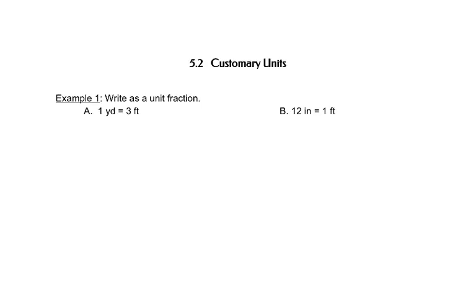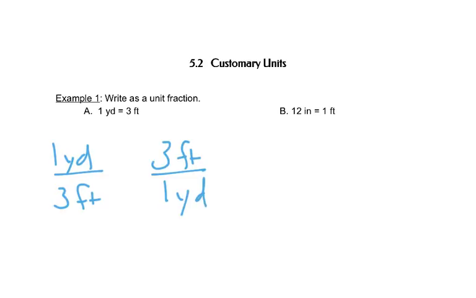So here's one example from that page: 1 yard is equal to 3 feet. And we can write this as a unit fraction in two different ways. We can write 1 yard over 3 feet, or we can write 3 feet over 1 yard. And this is called a unit fraction because the top and the bottom are actually the same amount, and when you have the same amount on the top and the bottom, it's actually equal to 1. And that's why we call it a unit, 1 unit, and it's a fraction.